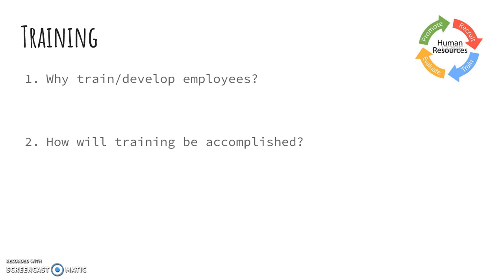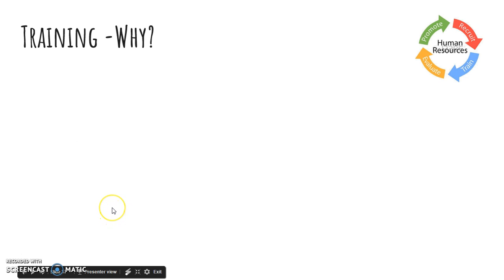But then after that has been determined, now we have to determine how are we going to do that? How will the training happen? Could it be internal? Could it be external? Could it be a combination of both? As well as who's going to be primarily responsible for the training? So keep those questions in the back of your head as we go through the rest of this in determining how employees are trained. First, let's take a look at the why.